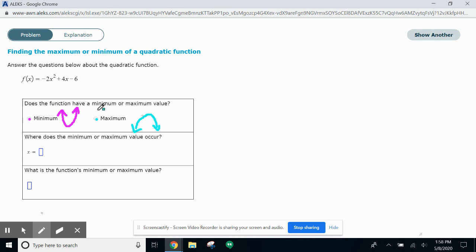So if we know if it opens up or down, that'll give us our minimum and maximum. What they're asking for in these two boxes is where this minimum or maximum occurs. Well, the minimum or maximum is always going to be at the vertex. So the x value for the vertex and then the y value for the vertex is what they want. So on these ones, we have to determine, is it going to be a minimum or maximum, and find the vertex. And if you notice, this starts as a -2, which means a negative number will have a parabola that faces down.